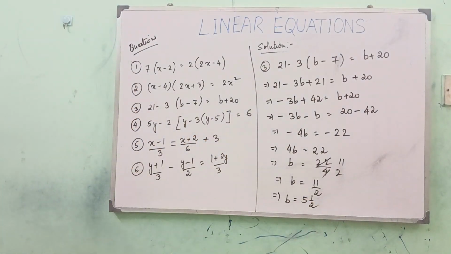So this is the solution for the third sum. You can place the value of b in the left hand side and the right hand side, and you will see that both the sides are having the same answer. That is, they are yielding the same value to you. Thus, the solution b is equal to 5.5 will be verified. Okay, this was the third sum.